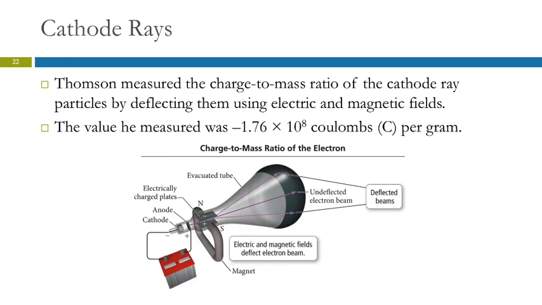So he was able to measure charge to mass ratio, and he found that it was negative 1.76 times 10 to the 8th coulombs per gram. A coulomb is a unit of electrical charge. Okay, awesome. Any questions? We're getting somewhere with this.